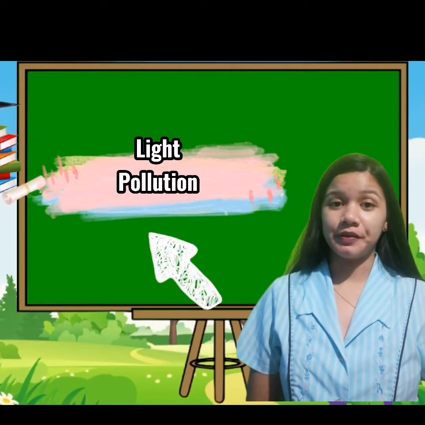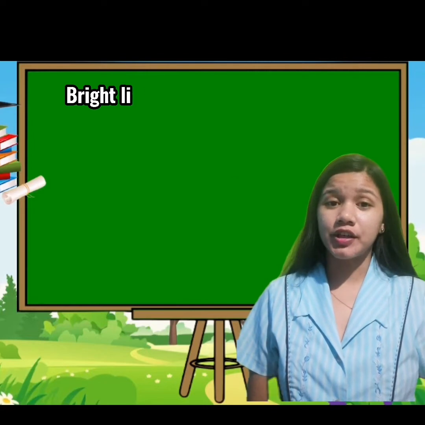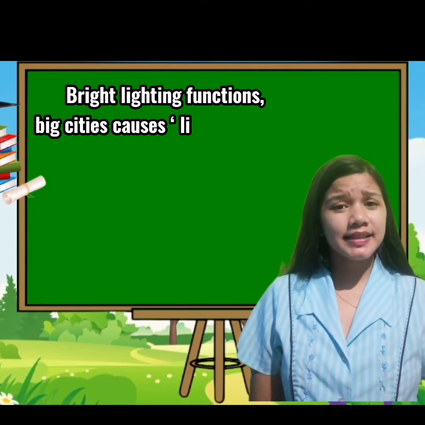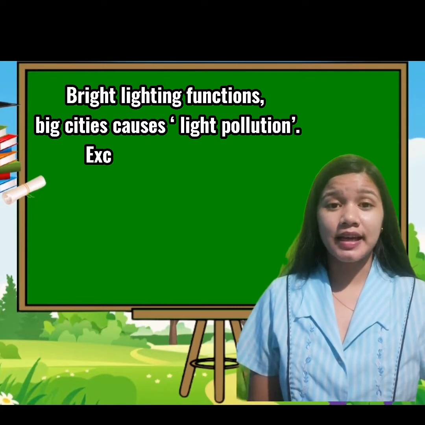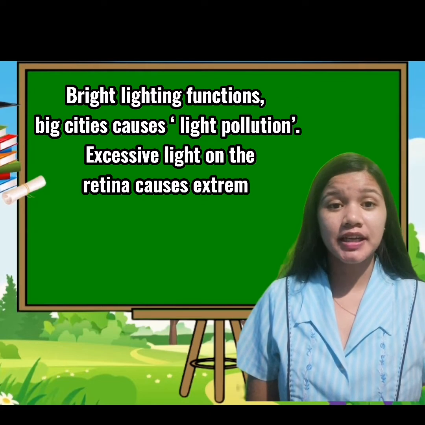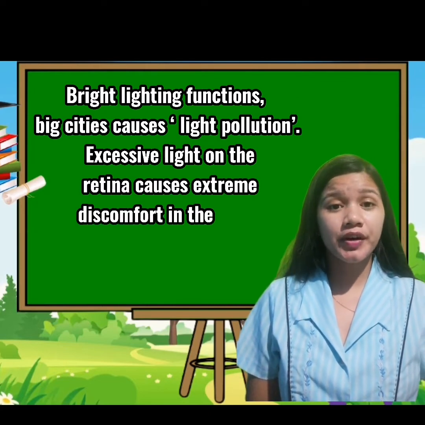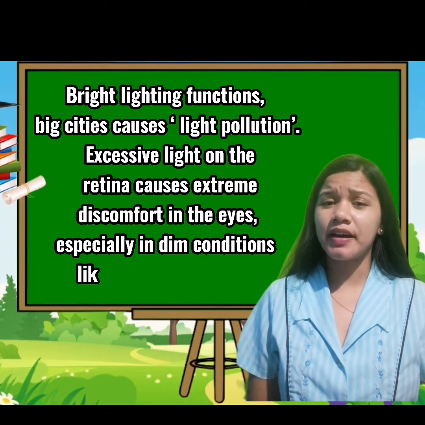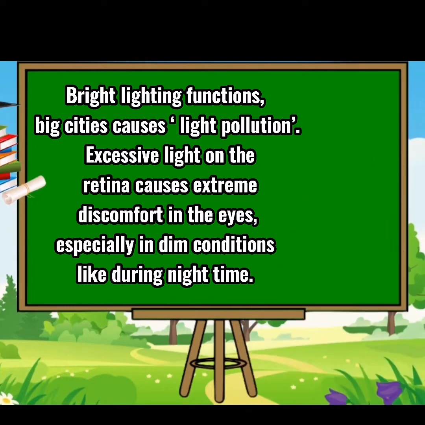Light pollution. Bright lighting fixtures in big cities cause light pollution. Excessive light in the retina causes extreme discomfort in the eyes, especially in dim conditions like during nighttime. Bright lights strain the eyes and also give headaches and weakness.